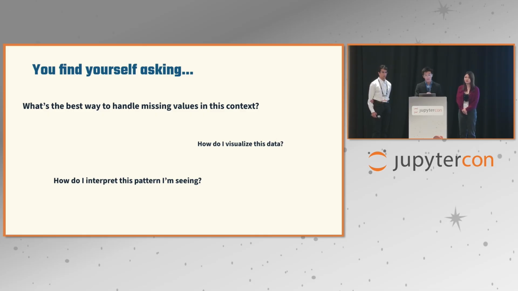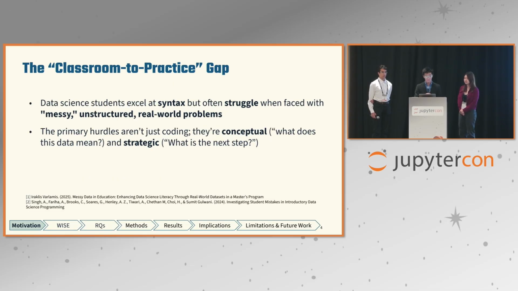When dealing with unfamiliar domains, these are the kinds of questions that usually require some additional digging beyond just pulling from classroom knowledge. So this is a classic classroom to practice gap. And this is quite common in many situations. In school, we see data science students being wizards at syntax, but the moment they are faced with a messy, unstructured, real-world problem, they start to struggle. The problem is usually conceptual and strategic. They get stuck asking, what does this data even mean? And more importantly, what am I supposed to do next?